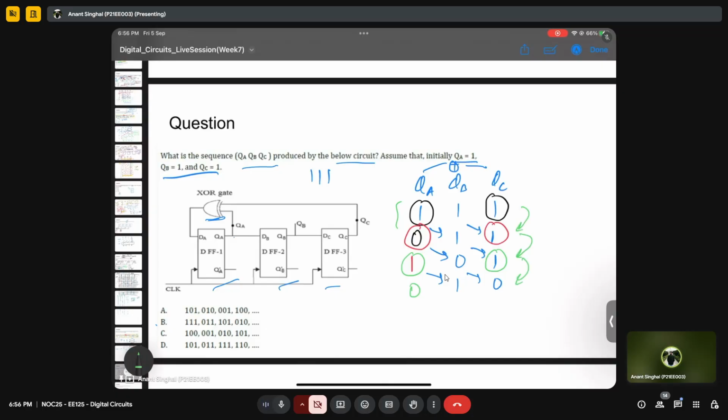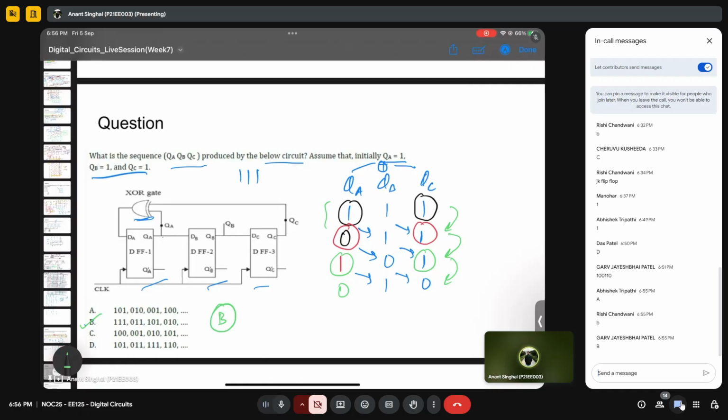Is there any option like that? I don't see any option like that. Have I done something wrong? Oh, yeah, sorry. Option B is the correct answer. Option B is like that. Is it clear to everyone?